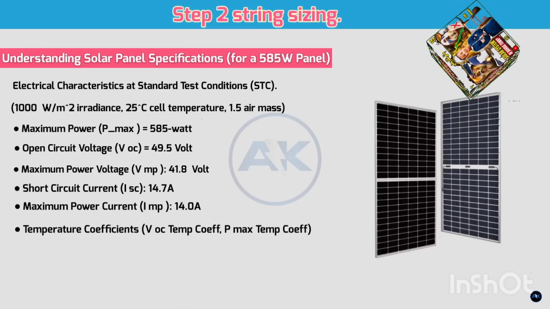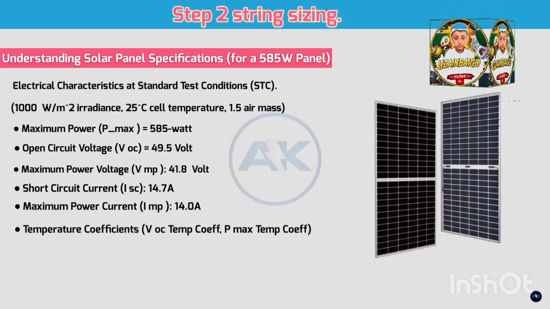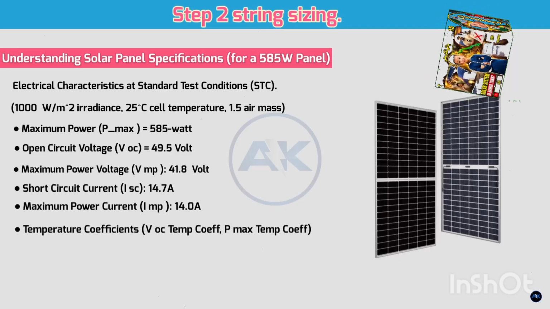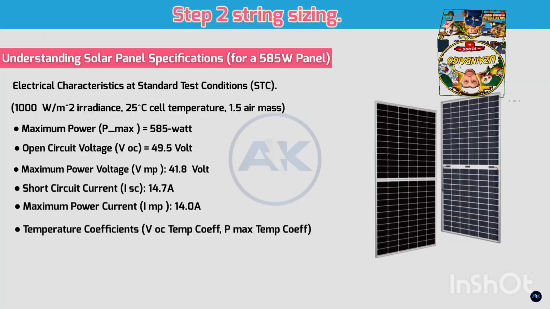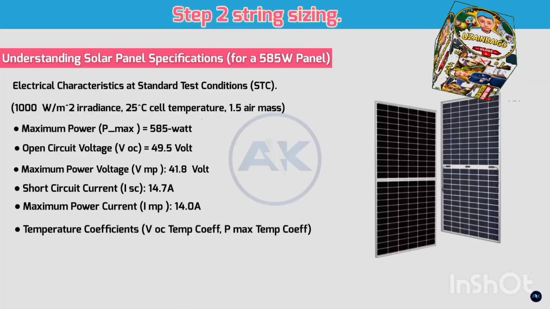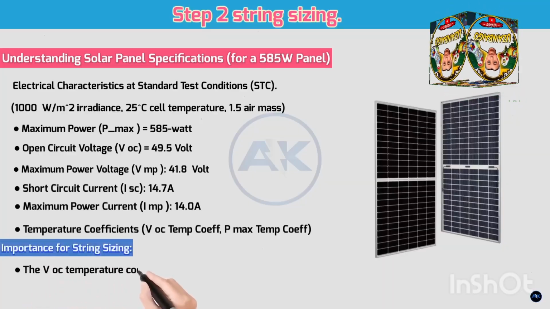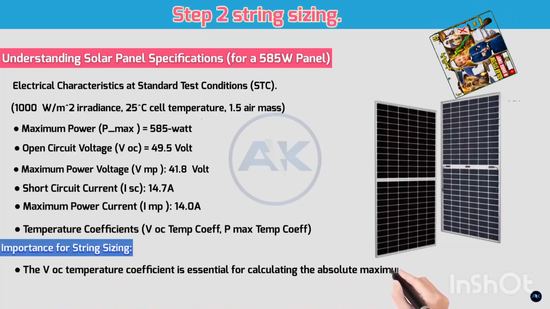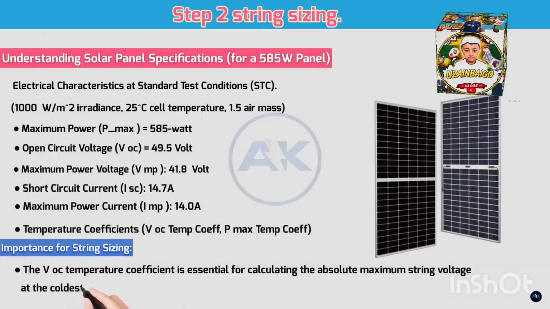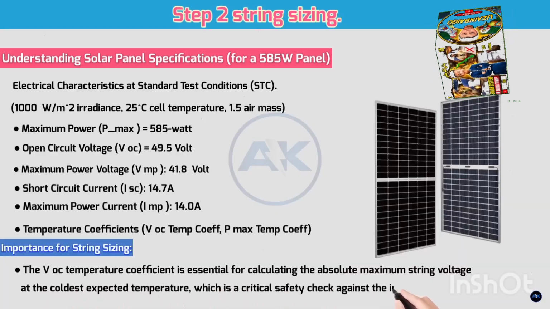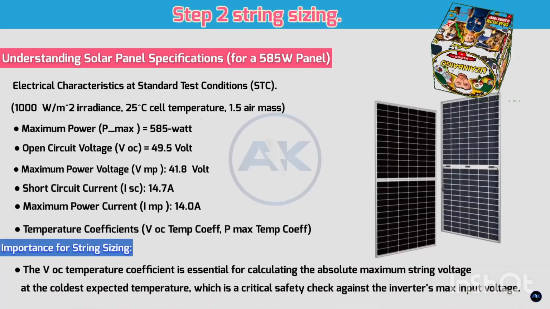A typical temperature coefficient might be minus 0.5% per degree Celsius. This means for every degree above 25 degrees Celsius, the panel's output decreases by 0.5%. Importance for string sizing: the VOC temperature coefficient is essential for calculating the absolute maximum string voltage at the coldest expected temperature, which is a critical safety check against the inverter's max input voltage.